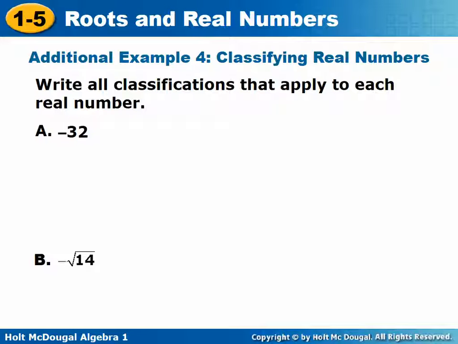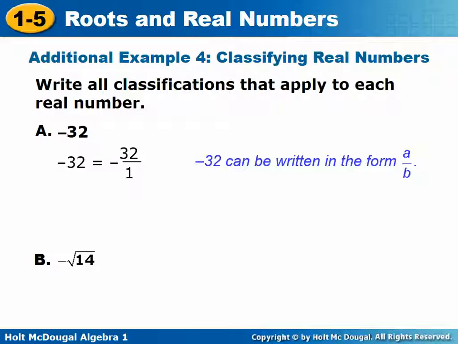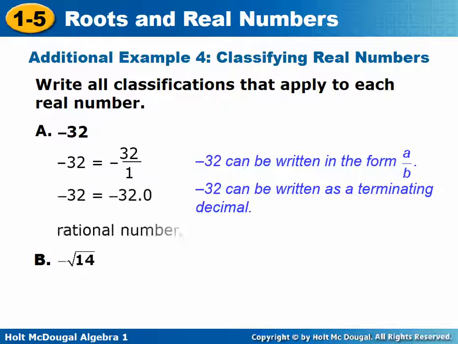So for this example, we're going to write all the classifications that apply to each real number. So -32, is it a natural number? 1, 2, 3? No. Is it a whole number? That's 1, 2, 3 plus 0. No. But it is an integer. And it is rational because it can be written as a fraction. So it's rational and it's an integer. Oh, and we can call it a terminating decimal. Any integer can be called a terminating decimal because you can write it as 0.0.